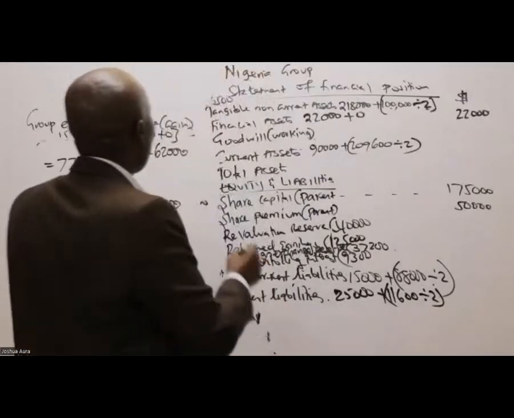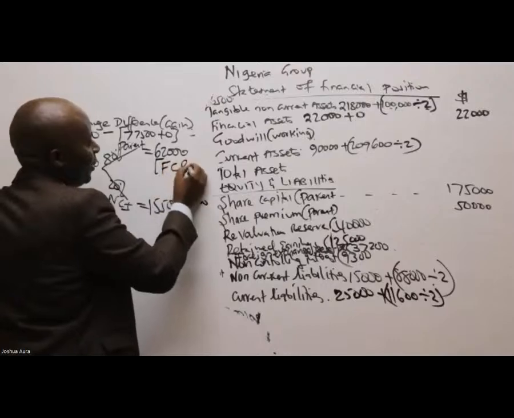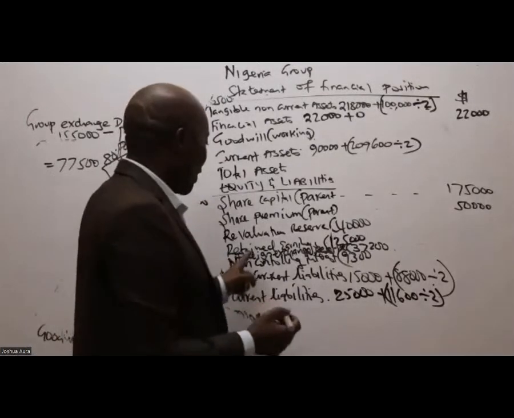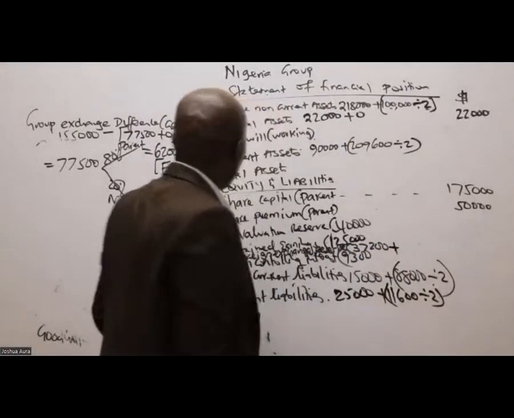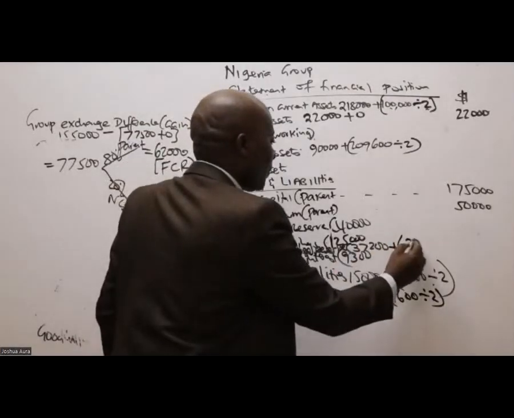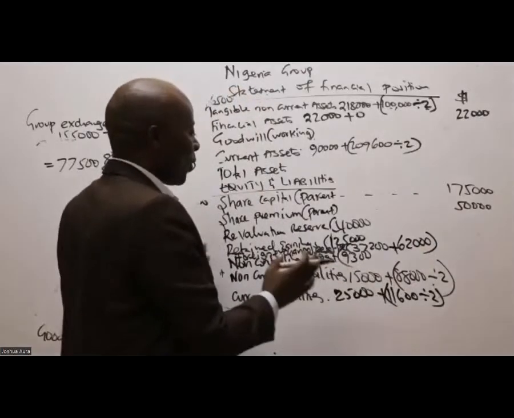So I hope you've been able to write it. It's normally called FCR, foreign currency reserve. In your foreign currency reserve, could you kindly add plus 62,000 there. And this is all for the foreign exchange reserve or foreign currency reserve.